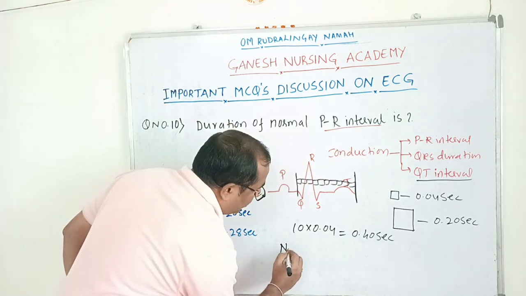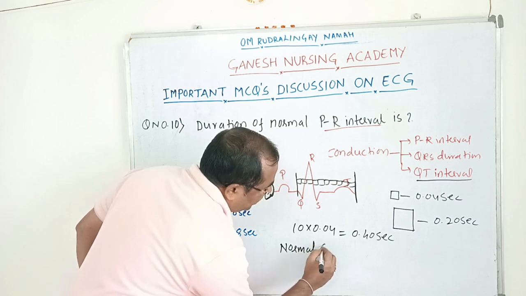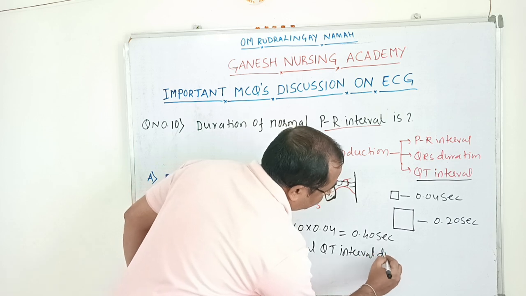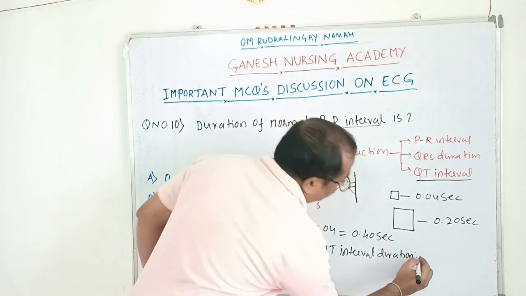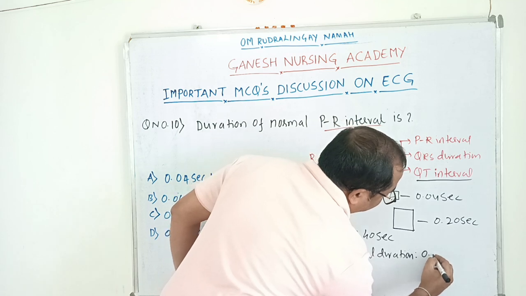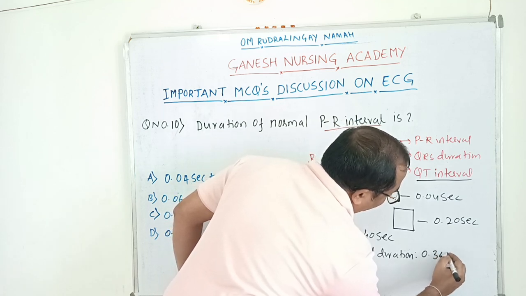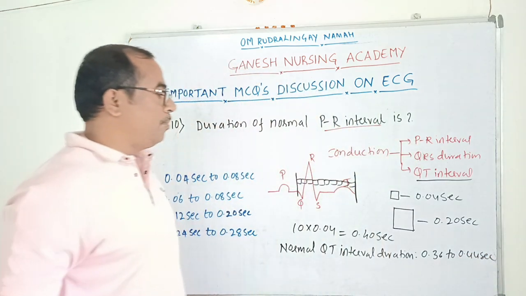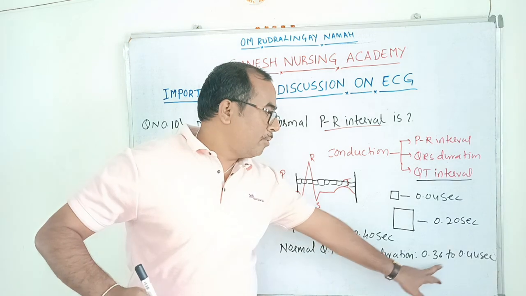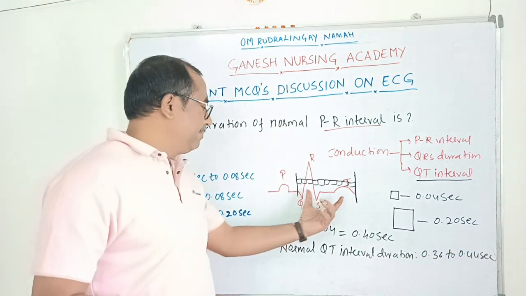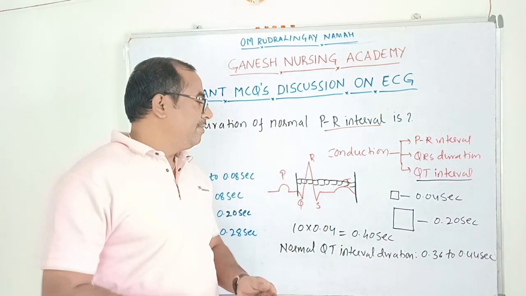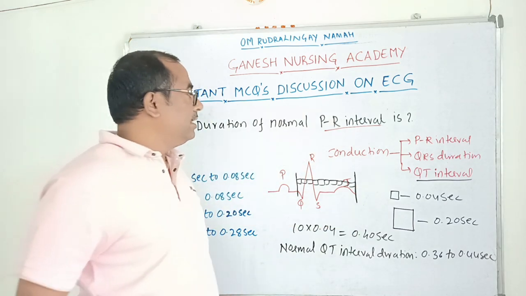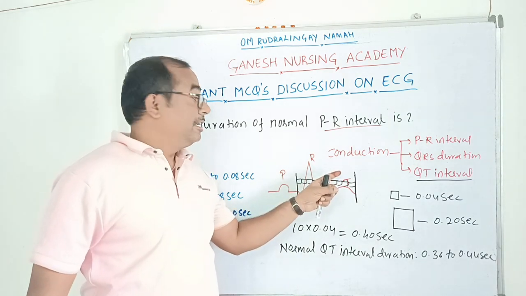What is the normal QT interval duration? Normal QT interval duration is 0.36 second to 0.44 second. So 0.36 to 0.44 second, that is 9 small boxes to 11 small boxes, if they are present between the onset of the Q wave to the completion of the T wave, it is said to be normal. So this is all we are going to assess in an ECG interpretation.